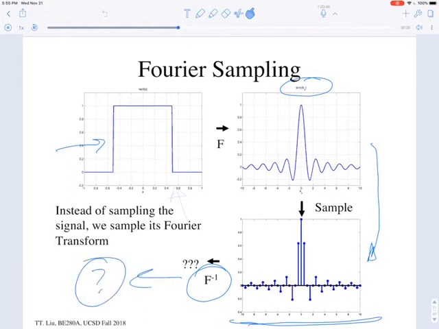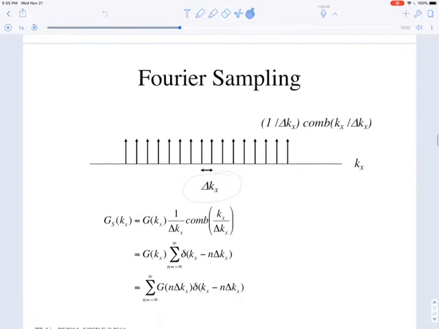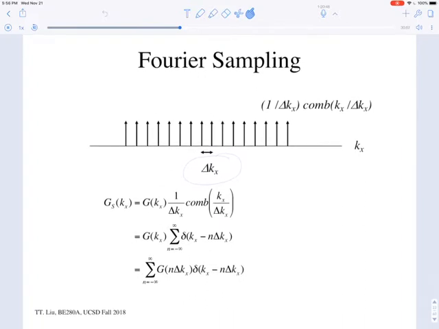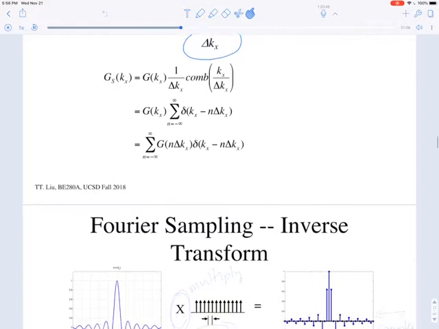Ideally, we'd like to get back the rect function, but the only way we can do that is if we sample the sinc function infinitely finely. So we want to figure out the minimum we can get away with in terms of getting a relatively good representation of the rect function. For the Fourier sampling, we're going to use a comb function, and the spacing is going to be delta kx, or delta ky. So essentially delta k is now our sampling.